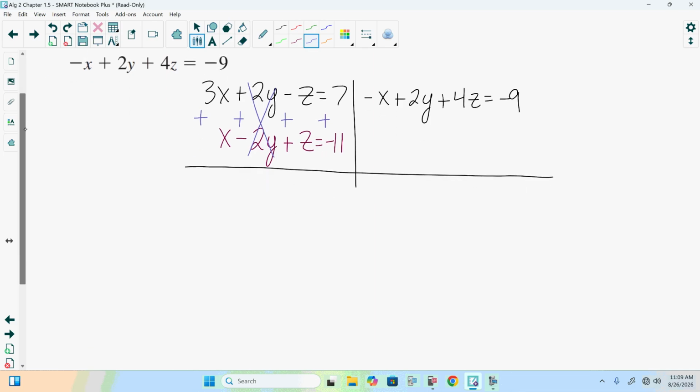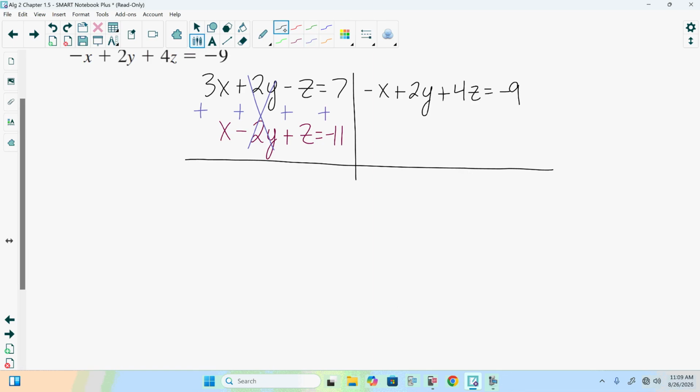Let's look at the other terms. 3x plus x. 3 plus 1 is 4. So 4x. I see some questioning looks because we're looking at z, yes? Negative z plus z is 0, yes? That's fine. We can have that simplify out.